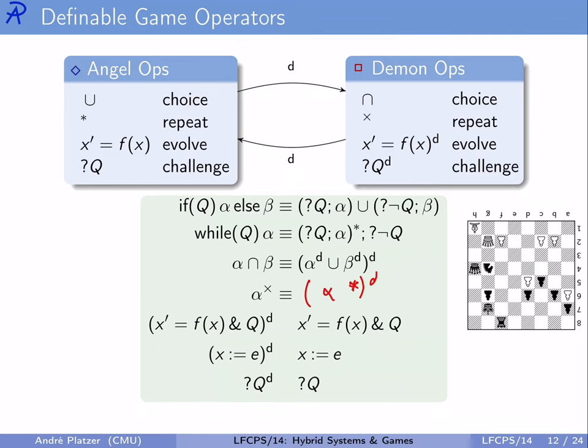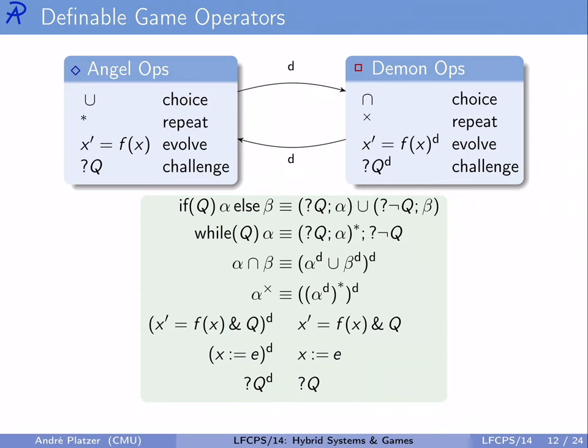Now the choice that used to be Angel's choice in repetition belongs to Demon because it's in a dualized context, but unfortunately, everything within alpha will also have been flipped to the wrong player. So if we dualize that again, then we're back to ordinary operation. In other words, Demon's repetition also is the double dual of Angel's repetition.